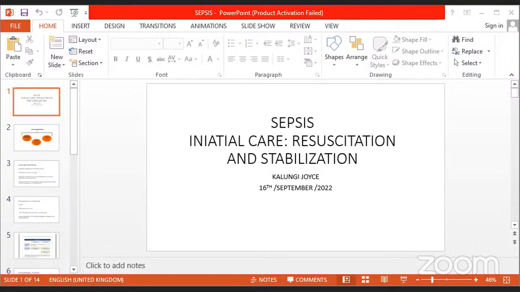But generally, we know that increasing the HB to more than 10 might increase the viscosity of blood, which might make the blood flow to tissues more sluggish in sepsis and other critical states, and maybe increase the risk of things like DVT and stroke, and maybe just increase the myocardial work as well. So generally, we're looking at an HB in the range of 7 to 10 overall, but at the same time, the most important thing is to individualize the patient at all times.